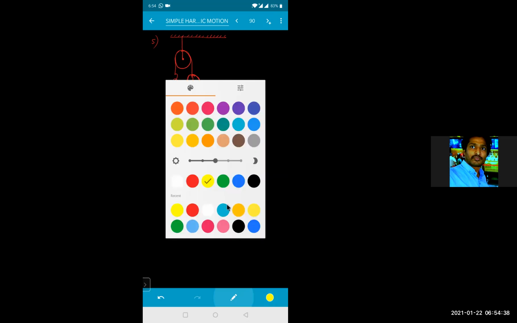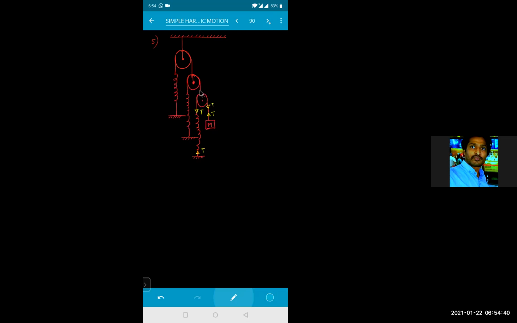If this is T and this is T, in this one the tension will become how much, beta? Here 2T. And here also it will become 2T. Here also it will become 2T. And here also it will become 2T.